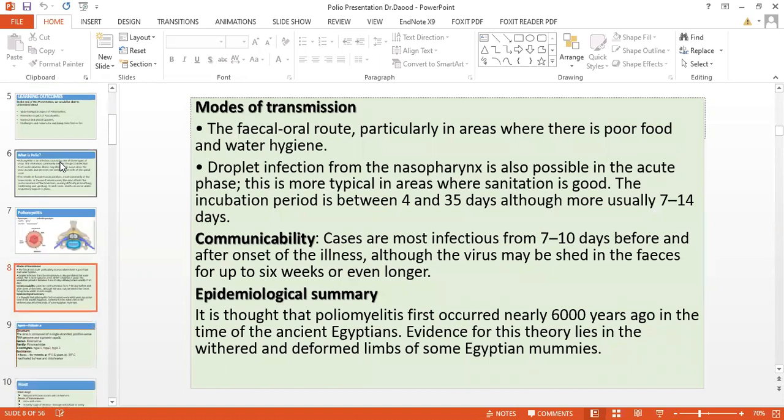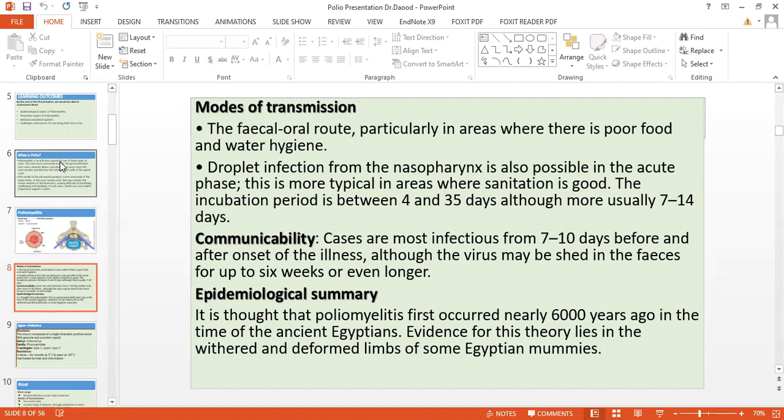The mode of transmission of polio is the fecal route, particularly where there is poor food and water hygiene. In rare cases, droplet infection from the nasopharynx is also possible. The acute phase is more typical in areas where sanitation is good, like developed countries. The incubation period is between 4 to 35 days, although it is more usually labeled as 7 to 14 days. Communicability is 7 to 10 days before and after onset, although the virus may shed in the feces for about 6 weeks or even longer.